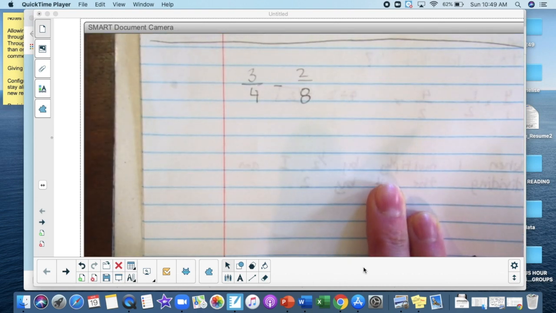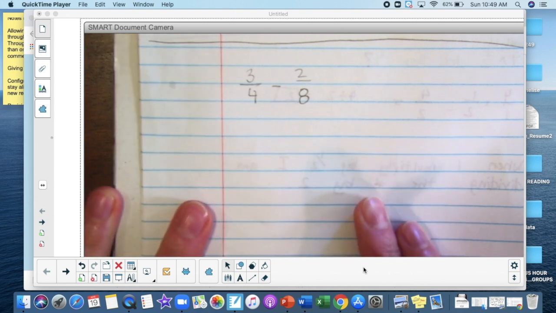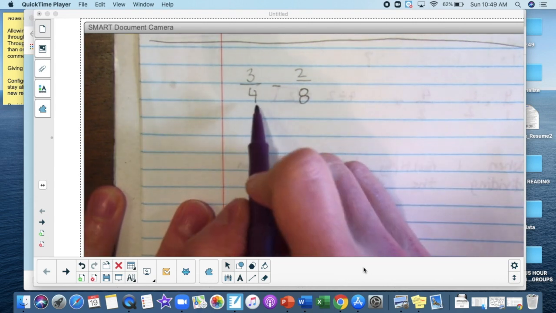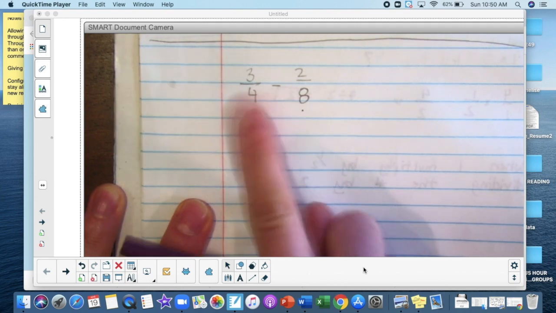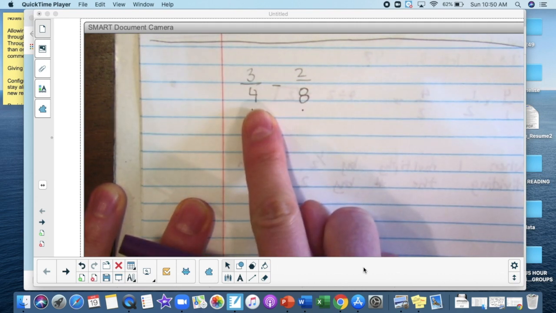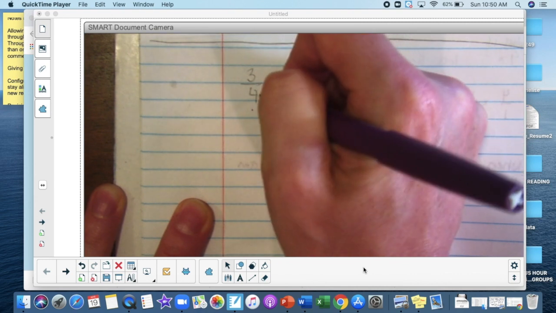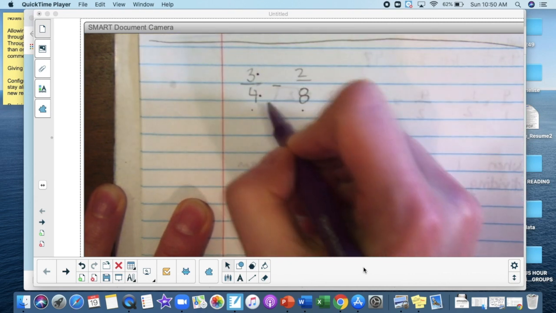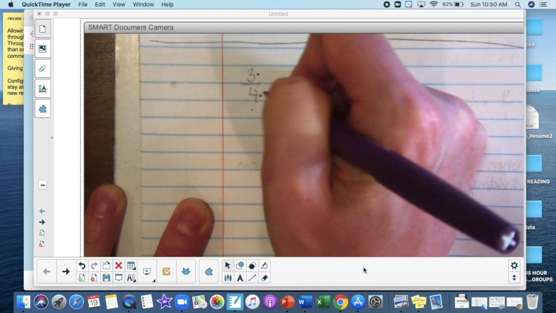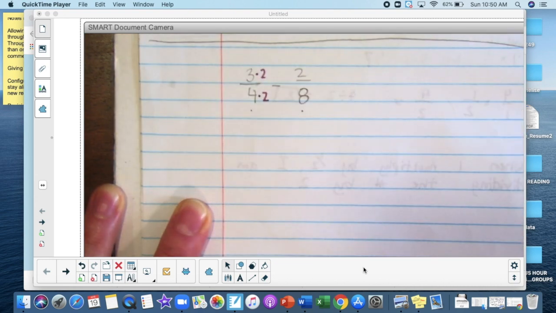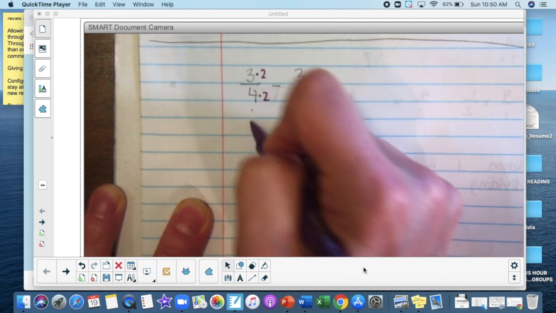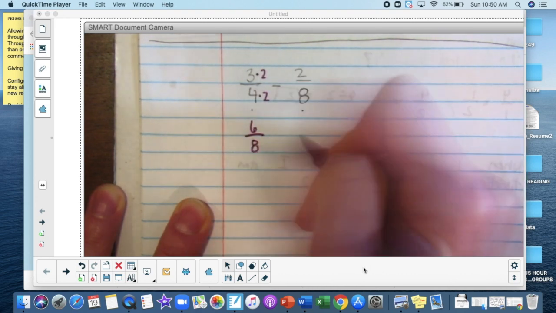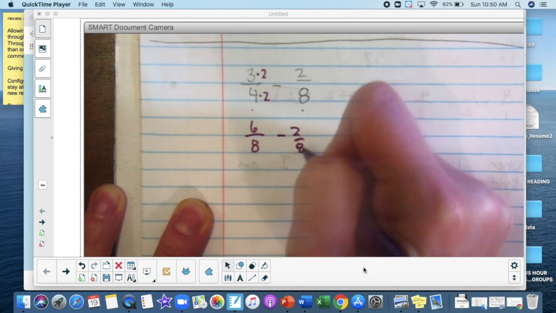3/4 minus 2/8. Well, it's pretty straightforward. I cannot add or subtract if I don't have a common denominator. But already in my head, I know that 8 is a number that 4 can go into. So I'm going to take my 3/4, and I know if I multiply 4 by 2, I can get my common denominator of 8. But what I do to the denominator, I have to do to the numerator. So my new setup is 6/8 minus 2/8.